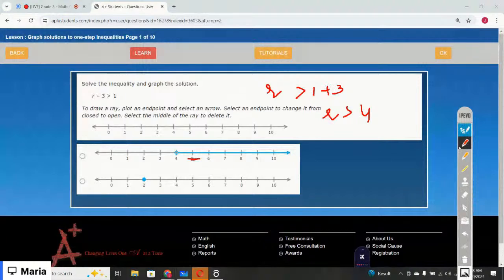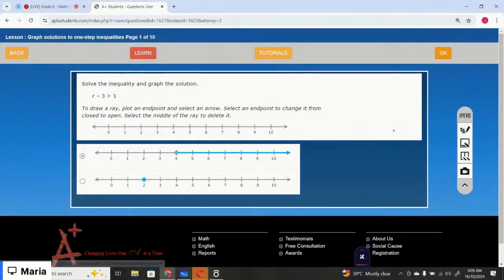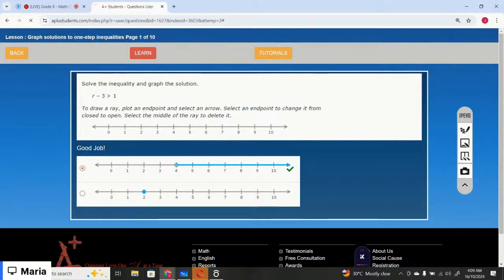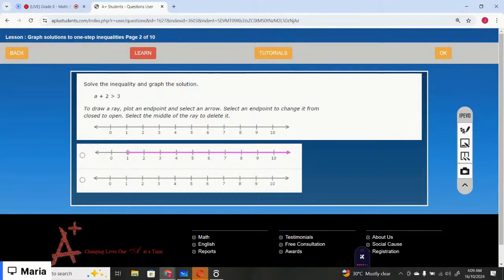And r can be any number that is greater than 4, right? r is greater than 4, so there can be any solution that can be your solution, right? So the correct option is option number 1. Very good. Okay, the next one is solve the inequality and graph the solution.